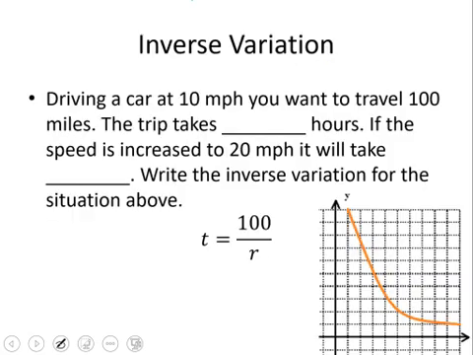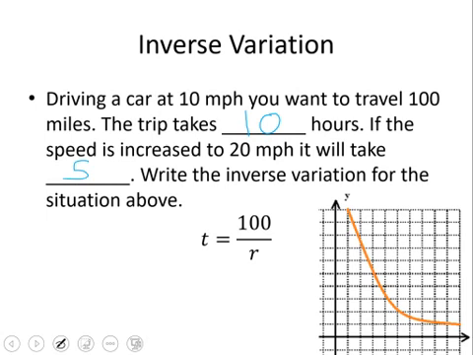All right, inverse variation. So let's say we have the following. Driving in a car at 10 miles per hour, you want to travel 100 miles. The trip takes blank hours. So if you're traveling 10 miles per hour and you want to go 100 miles, how long is it going to take? It's going to take 10 hours. If the speed is increased to 20, how long is it going to take? It's only going to take 5 hours.